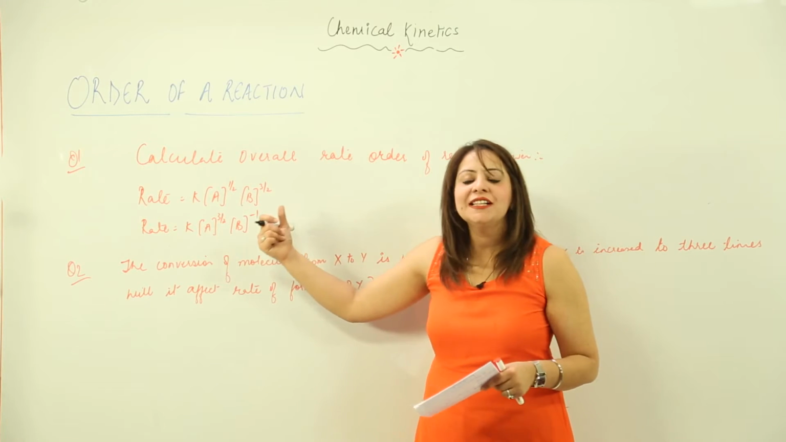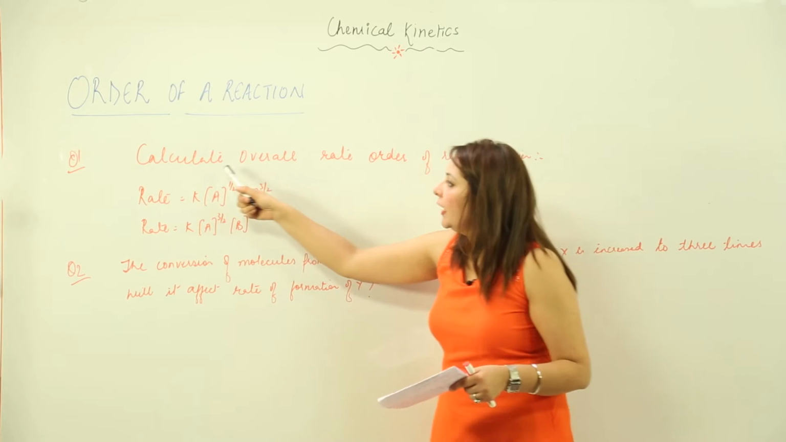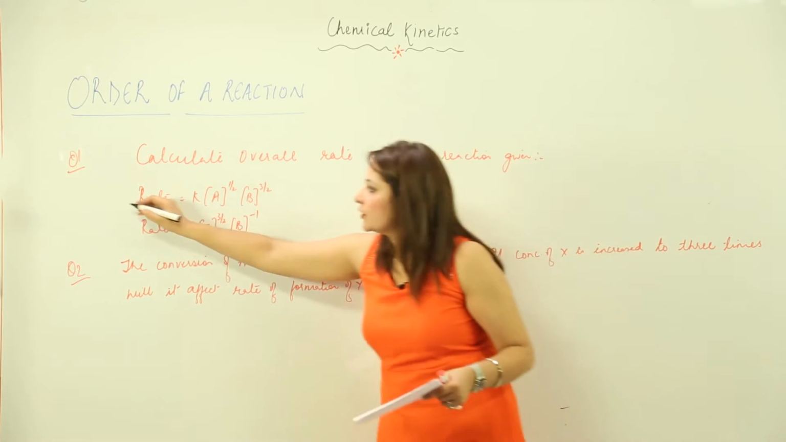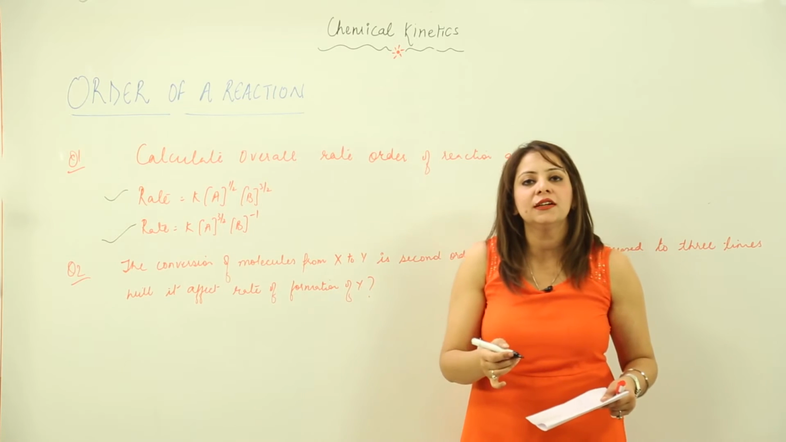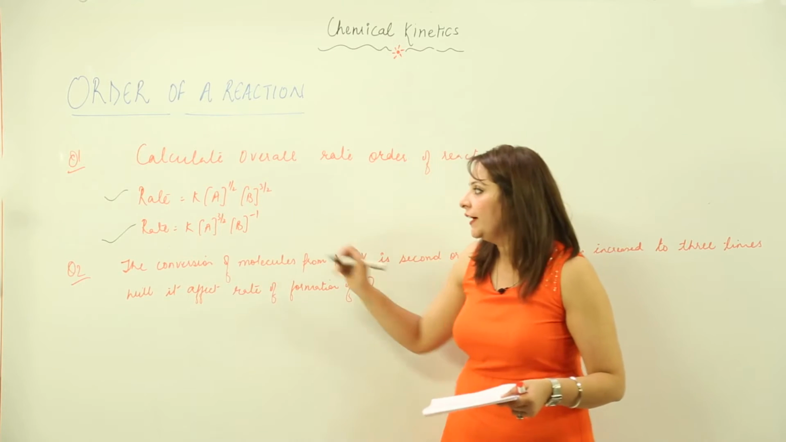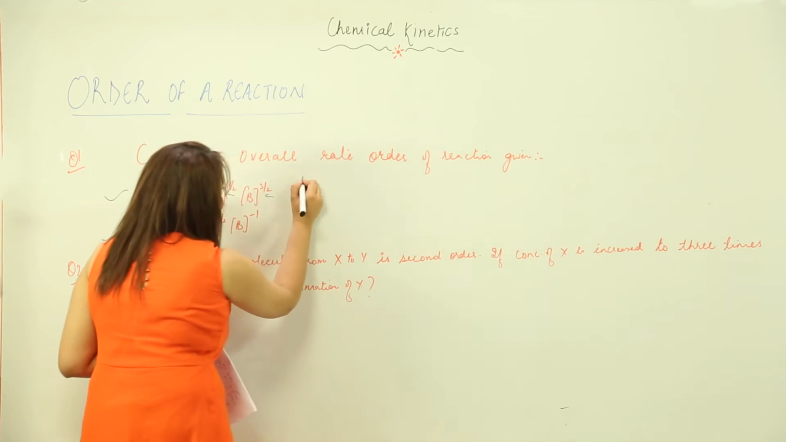Now look at the numericals based on order of reaction. In the first question, we have to calculate the overall rate order for the reactions given. This is the first reaction and this is the second reaction. As you know, orders are obtained by adding the experimental values, that is x and y. So here is our x and here is our y. It is so simple, we just need to add them, right?